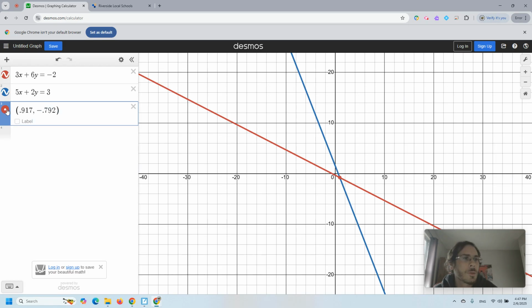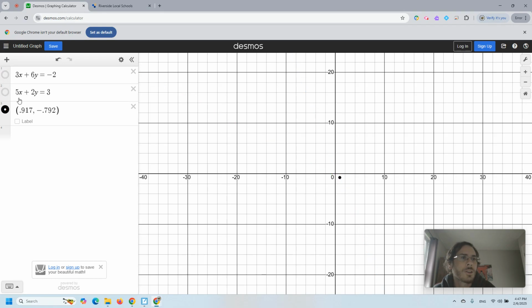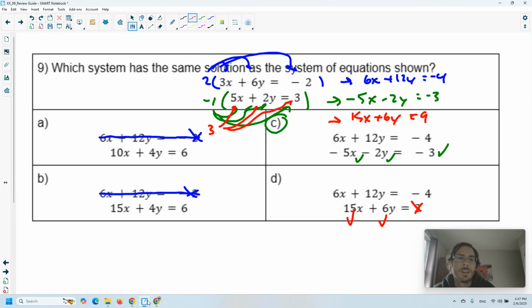All right, so I'm going to change this color. Let's make that one black. So we want that to be basically where the answer is. What I need to do is turn these ones off and try each of the equations, which is why it's going to take a while, because we have to try all 4 choices until we get the right one. 6x plus 12y equals negative 2.